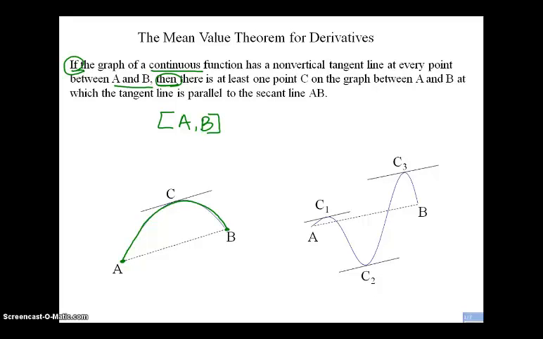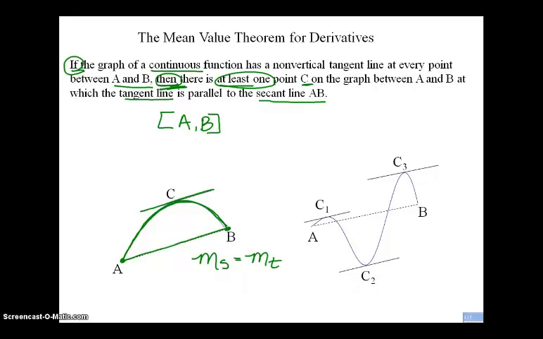Then we get this. If we have the if, then we are guaranteed that there is at least one point, here we're calling it C, on the graph, between A and B, at which the tangent line is parallel to the secant line through AB. So here's the secant line through the endpoints, A and B, and here's the tangent line. For lines to be parallel, it means that their slopes are the same.